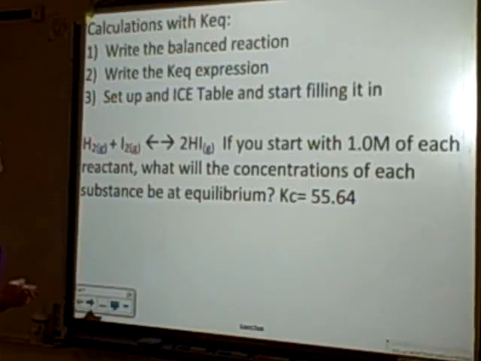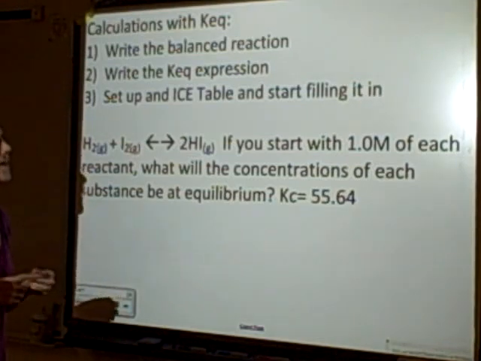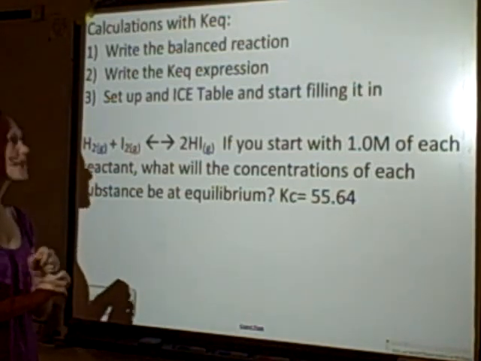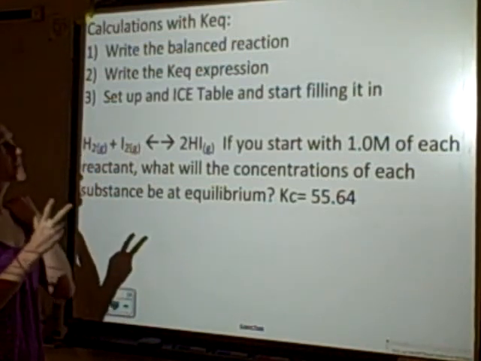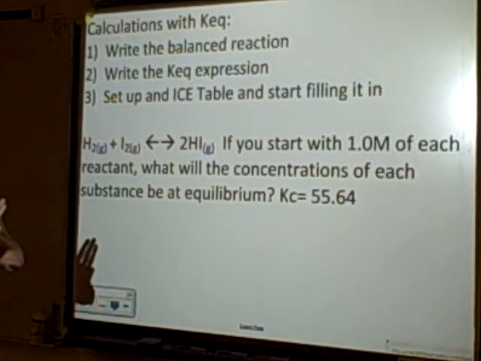Calculating with KEQ, there's usually three pieces of information involved. You will have the initial concentrations, the final concentrations, and you'll have a KEQ value. So you'll be given two of those three and you have to figure out the third.